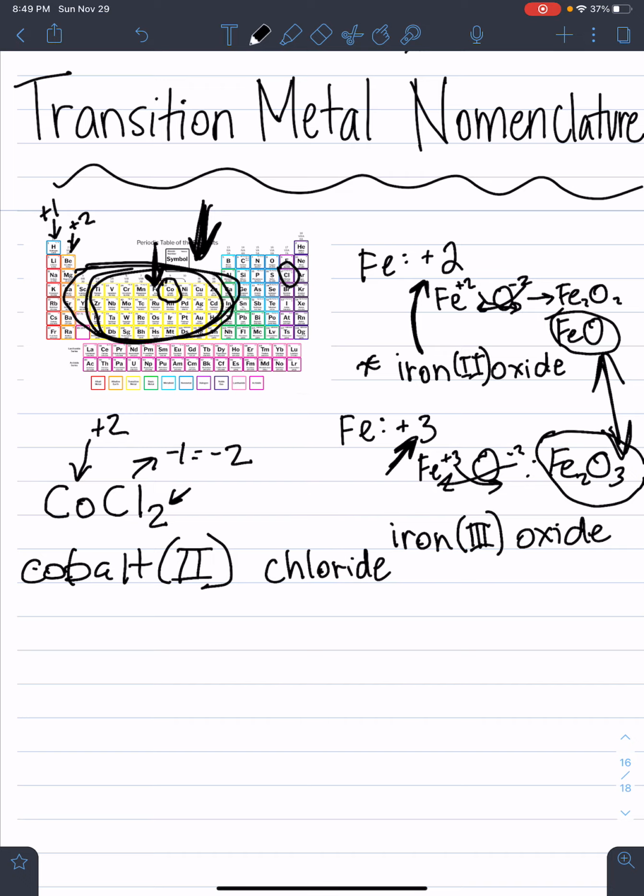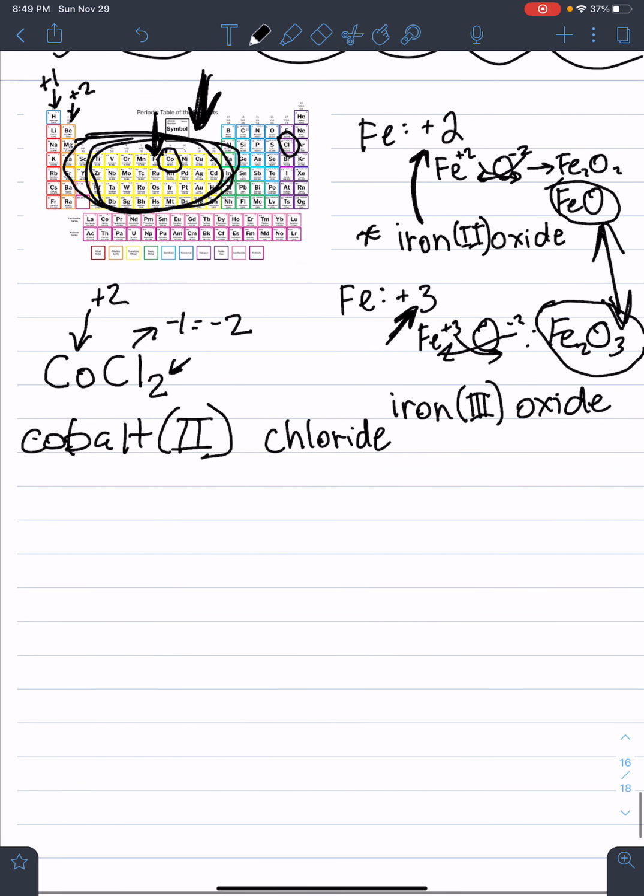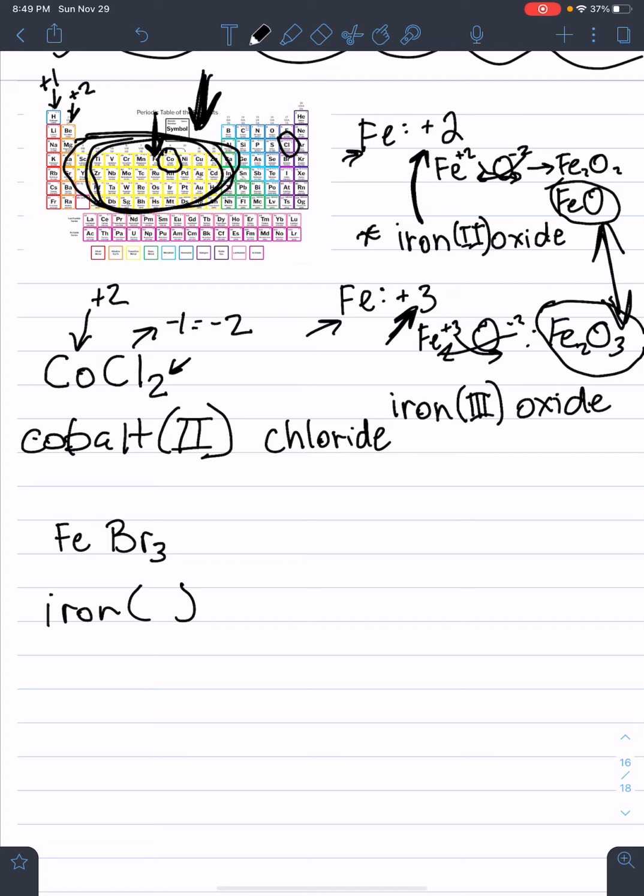Let's do one more, because these are kind of tricky. Let's do FeBr3. We know that Fe, like in this example over here, its name is iron, so it's going to be iron. We need to figure out what the Roman numeral is going to be that we're going to put in there. And then we know Br is going to be bromide.